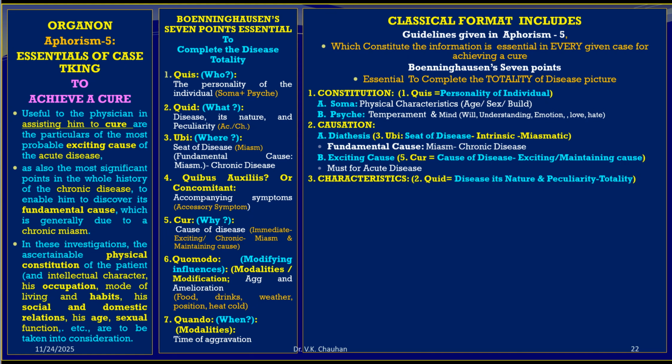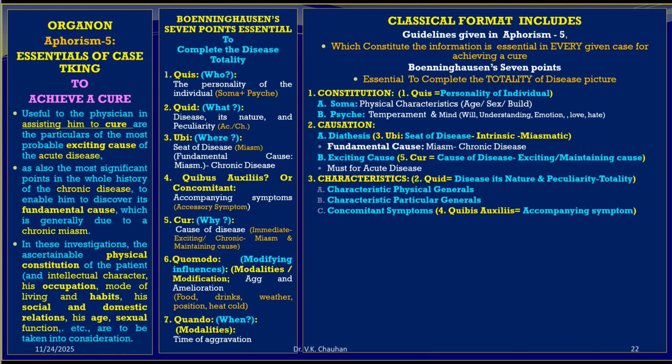Characteristics, these are the symptoms. The disease, its nature and peculiarity. It is quid. And these characteristics, constitutional characteristics or disease characteristics, are to be taken into consideration. So characteristic physical generals, characteristic particulars, and concomitant symptoms. Quibus auxiliis, accompanying symptoms, they are also to be hunted down. And once you have done it, you will come across a shade of remedy. And once you have in your mind the constitution, causation, and characteristic picture, you will have a complete set of medicines in your mind.